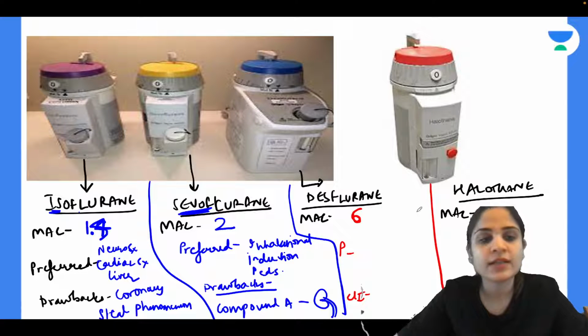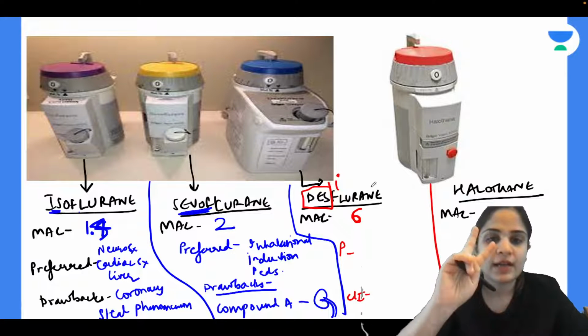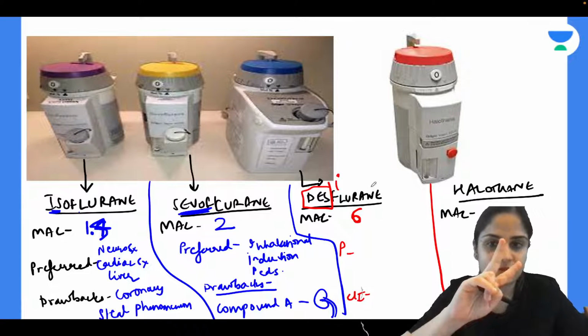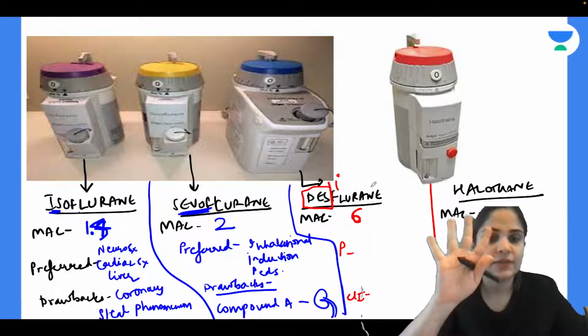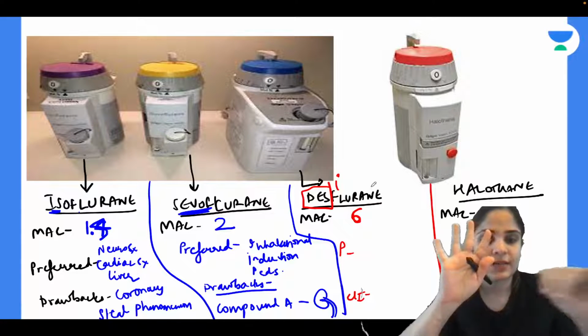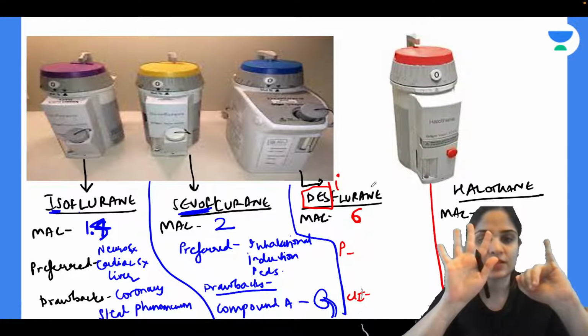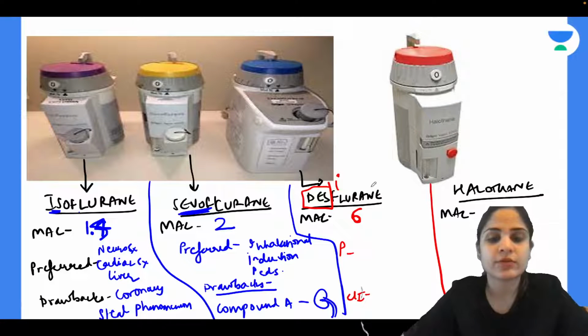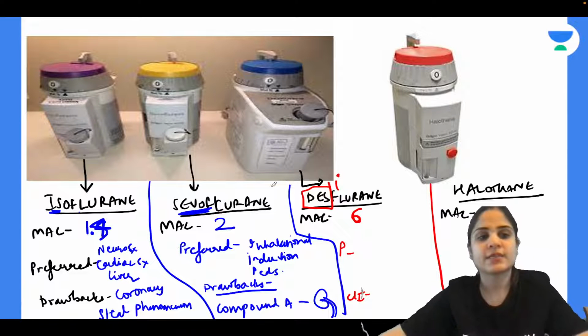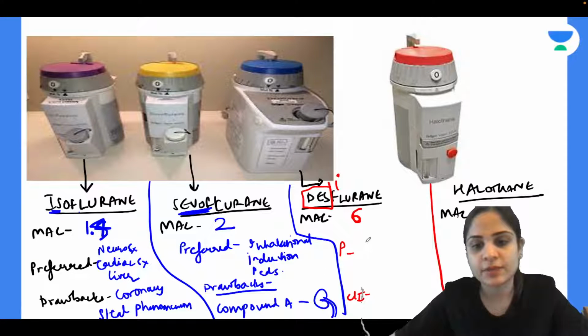How do we remember that? Remember, in a Desi family, in DESI, in a Desi family, we have 6 people. We have parents, we have grandparents, and we have 2 children. Okay, parents, grandparents, and 2 children. So in a Desi family, we have 6 people, correct? So MAC of desflurane is 6. Now, where is desflurane preferred? Desflurane is preferred in case of obese patients, and it is preferred in case of daycare anesthesia.